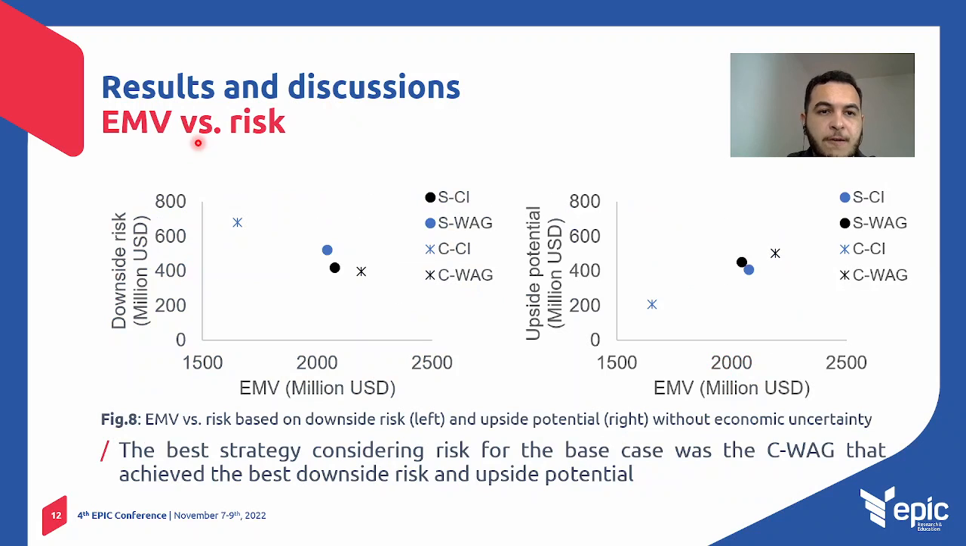So here I have my EMV versus risk for downside risk and upside potential, right? To assess my best strategy, I need to represent in this area my best downside risk, and in this area my best upside potential, right? Looking at these two graphics, it's possible to see that my best strategy is really the cross simulation for WAG.